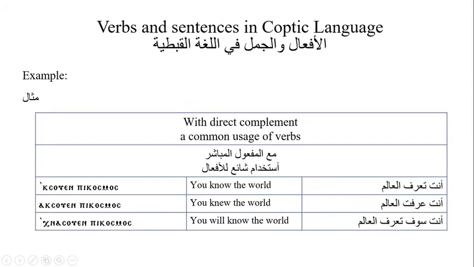Here is the case when we use the verb without a preposition or indicator of a complement. The verb here turns into suin. Ek suin cosmos, you know the universe. Ak suin cosmos, you knew the universe or the world. Ek nas suin cosmos, you will know the world or you will know the universe. The change happened because this shape of verb must be followed by a direct complement.